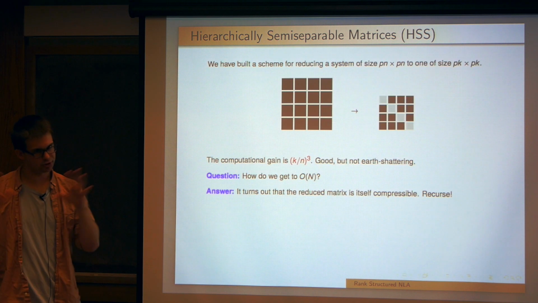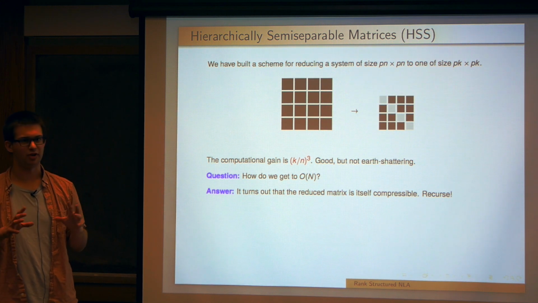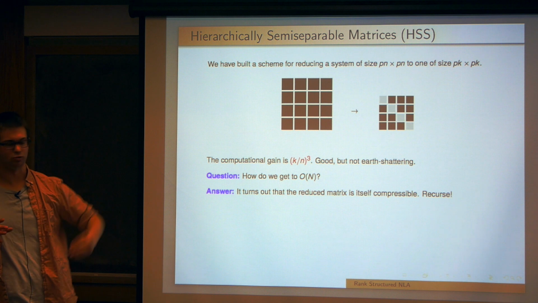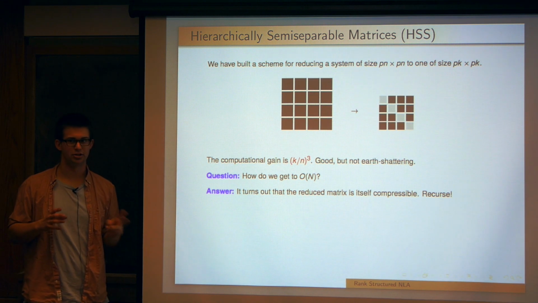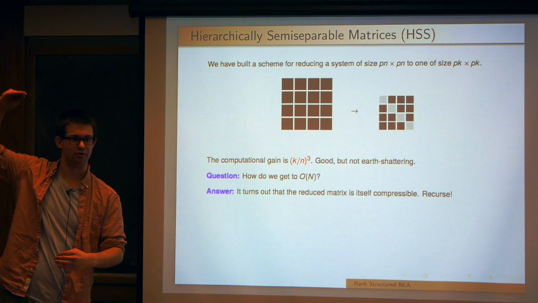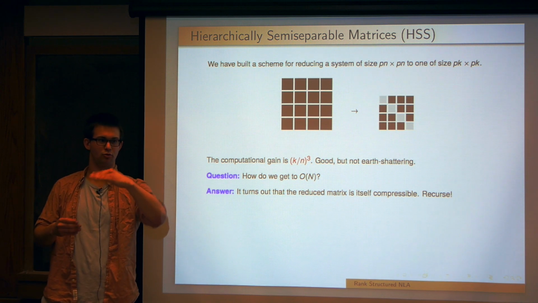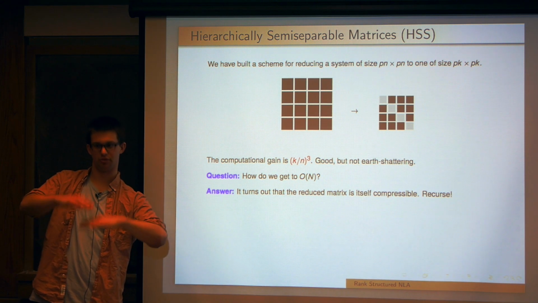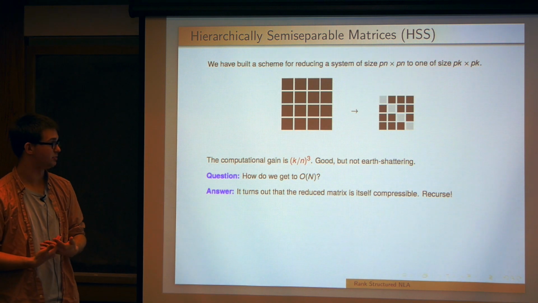But here, assume that can be done. If we can do this, how much have we actually gained just by writing this row basis? We see here we don't quite have linear complexity yet. To get that, we need to recurse what we've done and do multiple levels, where at each level we write the row basis in terms of the row basis at the lower levels. So that's the fundamental idea of an HSS matrix.